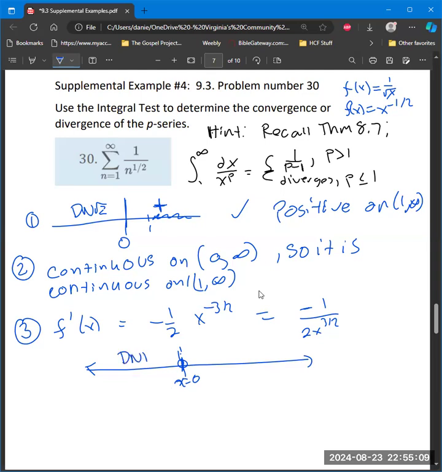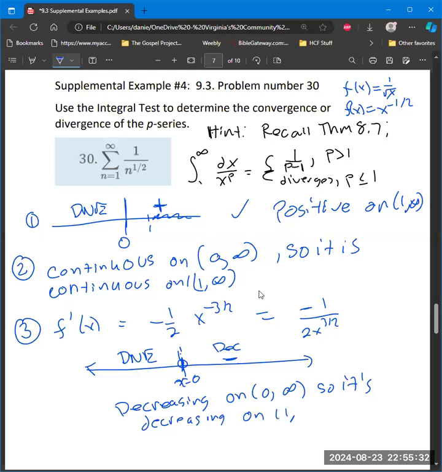So the function does not exist over here. Over here, this is always going to be negative and decreasing, so it's decreasing on 0 to infinity. So it is decreasing on 1 to infinity. So I don't need to peel any terms off.